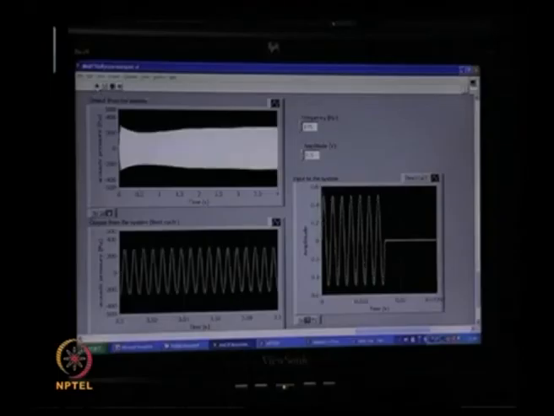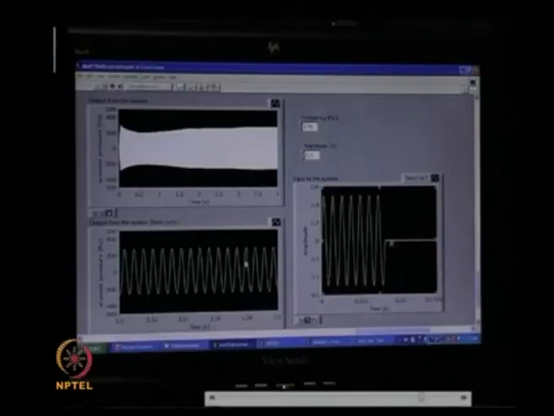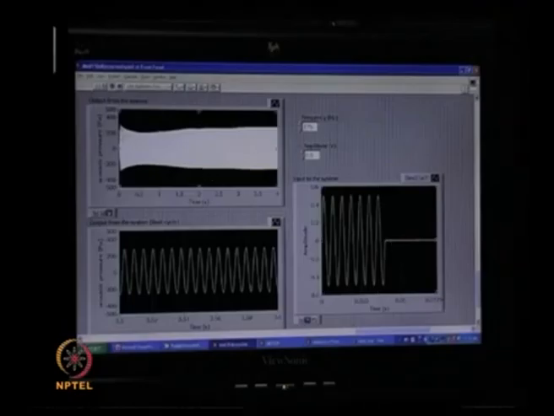So it went to instability, and you can see this was the initial condition that I gave, this is the final state and this is the time evolution. So this is the so-called triggering instability, or what you can say is a subcritical transition to instability, and the region in which this happens is like a bistable region.